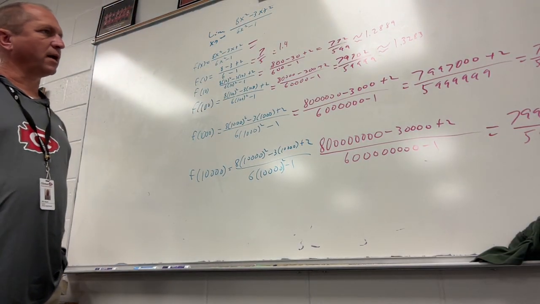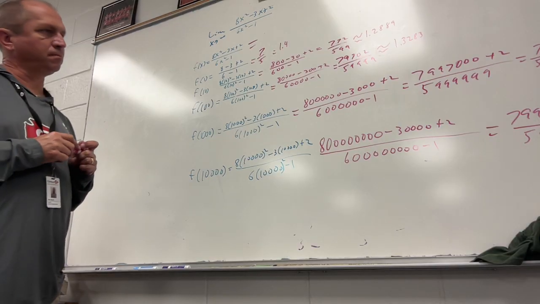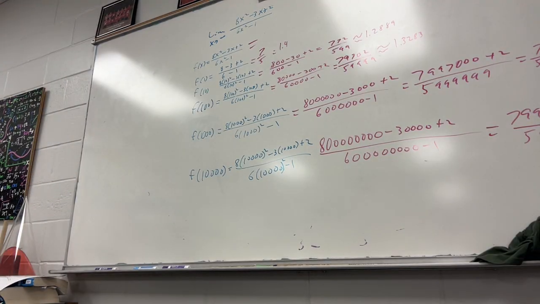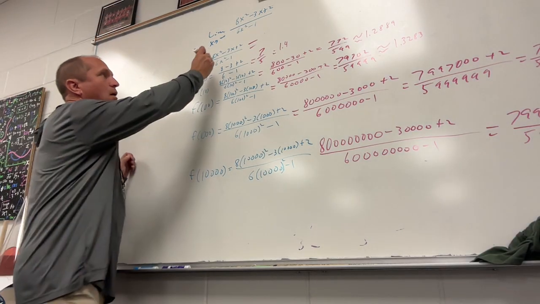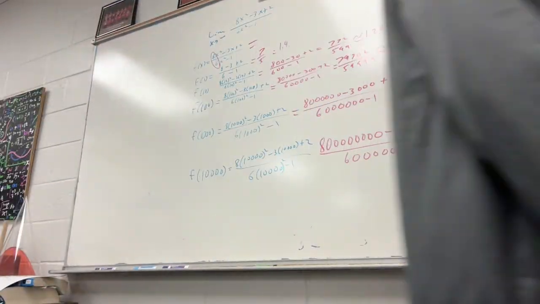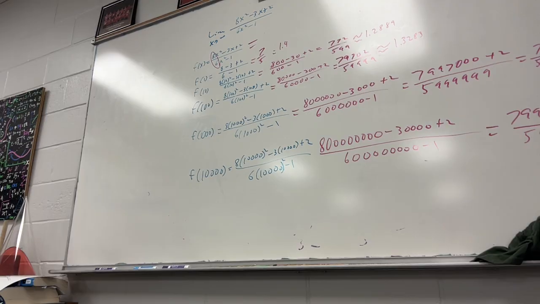So, what do you feel like just looking at what's on the board? What does it feel like that limit's getting to as that x value gets larger and larger and larger? 1.333, right? Which is essentially 4/3, right? Does anybody else see the number 4/3 on the board anywhere? 8 over 6. You take your leading coefficient, and the ratio formed by those leading coefficients is 4/3. That's ballin'.